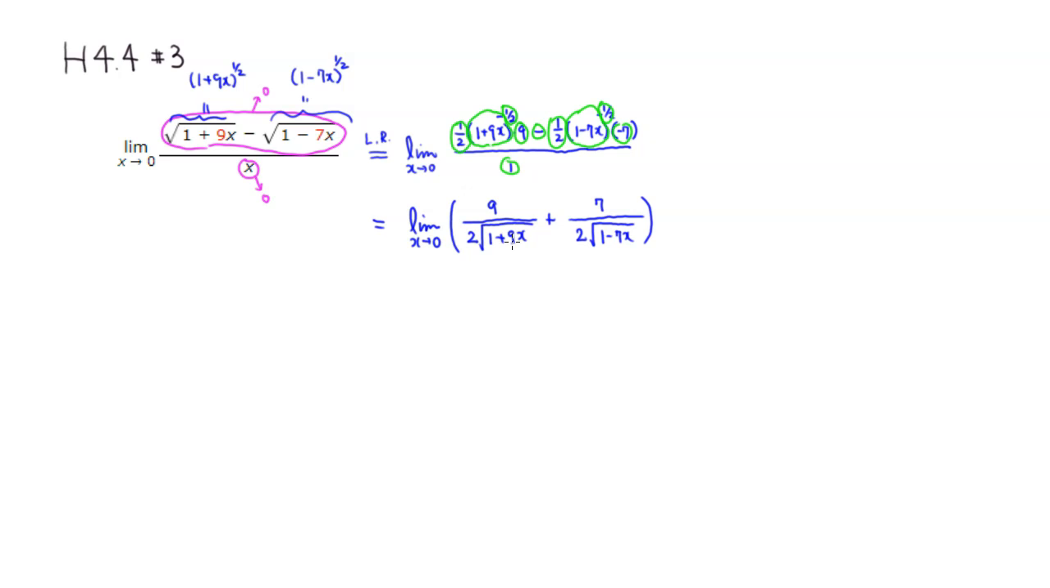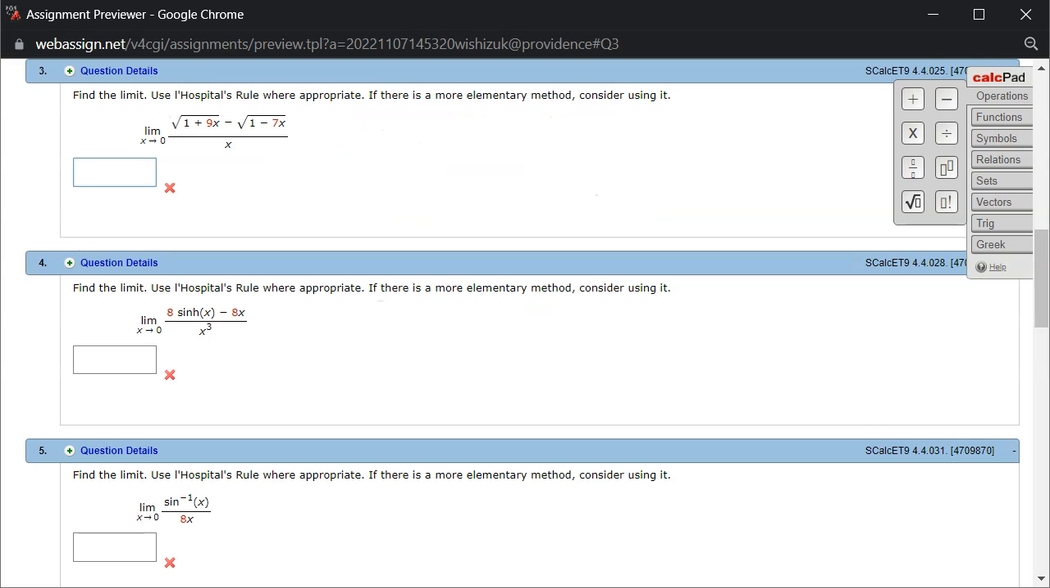As x approaches 0, you can see that this goes to 0, and here that goes to 0. So we end up getting 9 over 2 times 1, so it's 9 halves, plus 7 halves, which is 16 halves, which is 8. So let's type it in. We have 8.